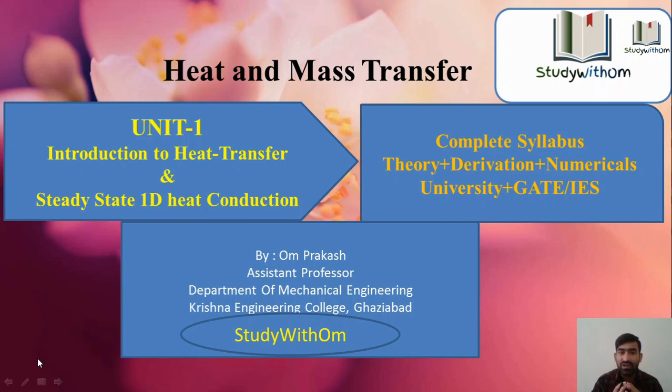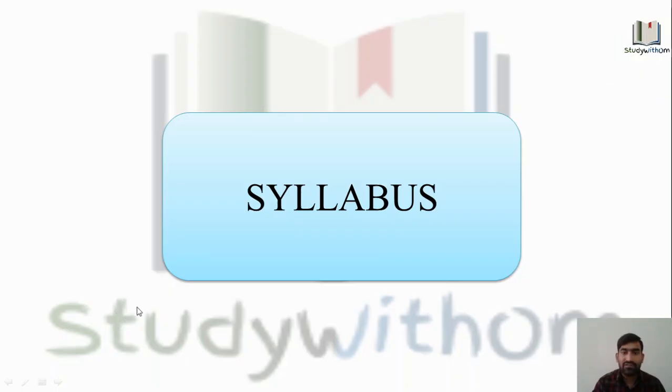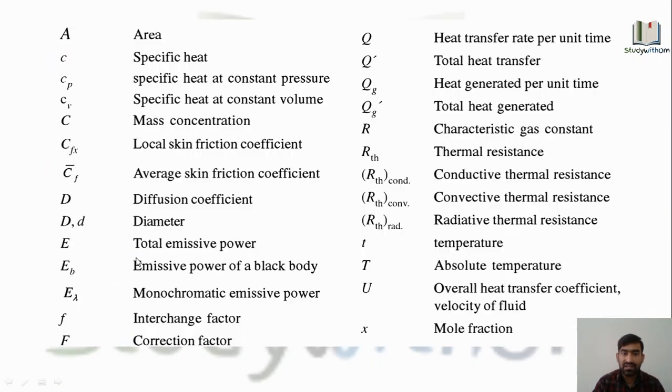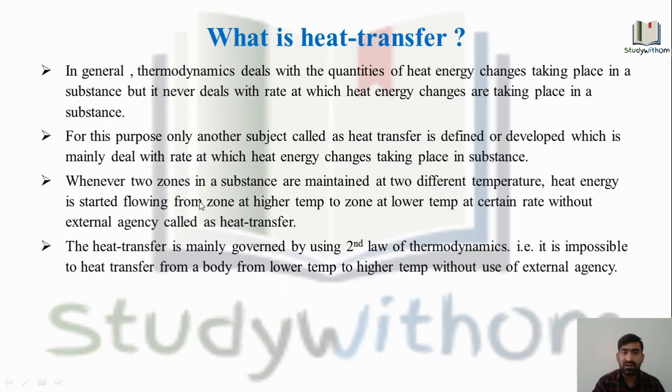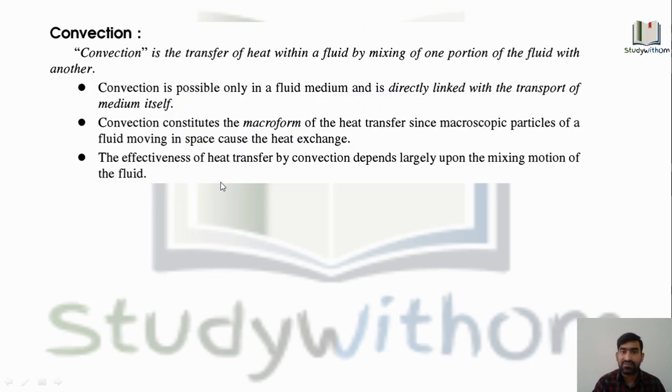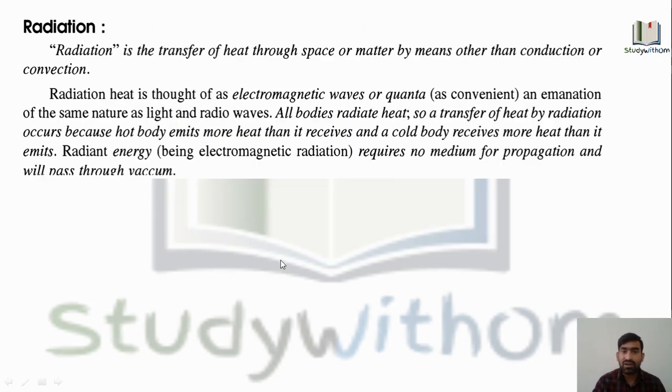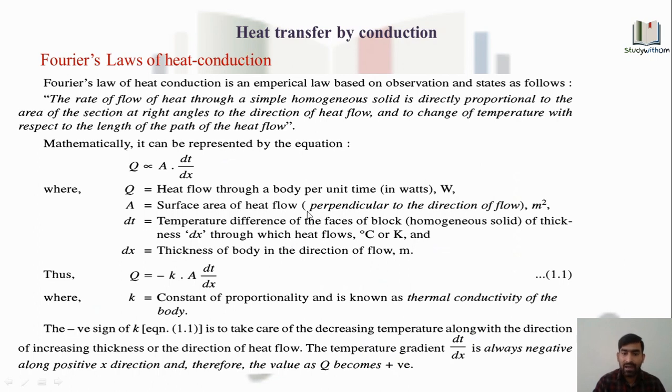Today in the series of heat and mass transfer, it is the third lecture which we are going to cover. So let's see what we have seen so far. We have seen the Fourier laws of heat conduction, what heat transfer is, and the modes of heat transfer: conduction, convection and radiation. In the last class, we saw heat transfer by conduction, which is given by Fourier's laws of heat conduction.